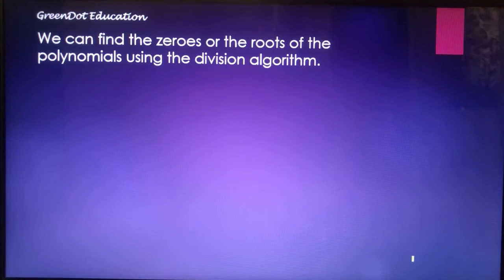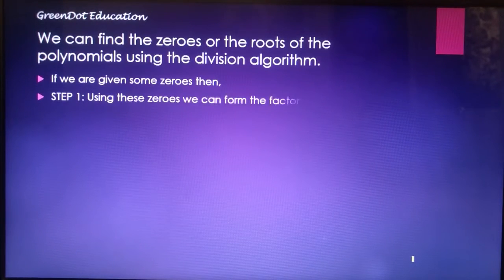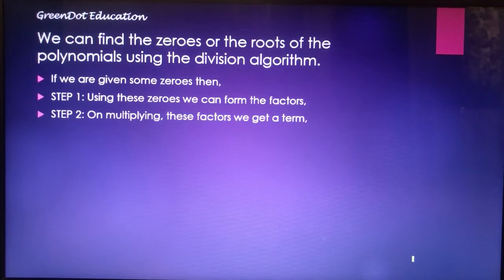Let's understand it. First of all, we are going to divide the whole process into different steps. So let's make a note of these steps. First of all, if we are given some zeros, then the first step is using these zeros to form the factors. The zeros can be used to form the factors of the polynomial. In the second step, these factors are then multiplied together to get a term.